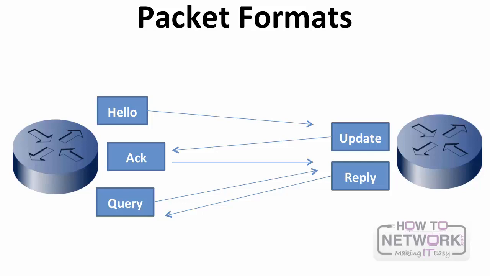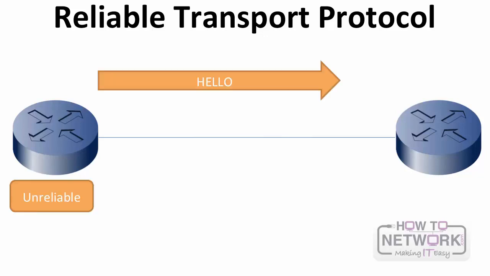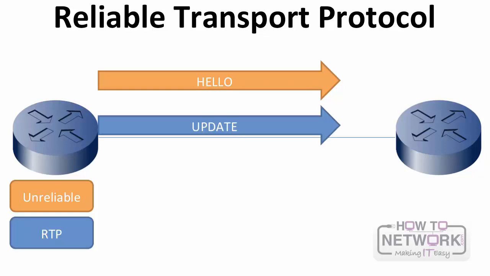So these 5 messages can be broken out into 2 categories, some that are reliable and some that are not reliable. The reliable messages use Reliable Transport Protocol, and this is unique to EIGRP, but RTP basically makes sure that packets get to where they're supposed to go in order. So an unreliable packet is a hello message. That message is not reliable, but the update message from an EIGRP router does use RTP.